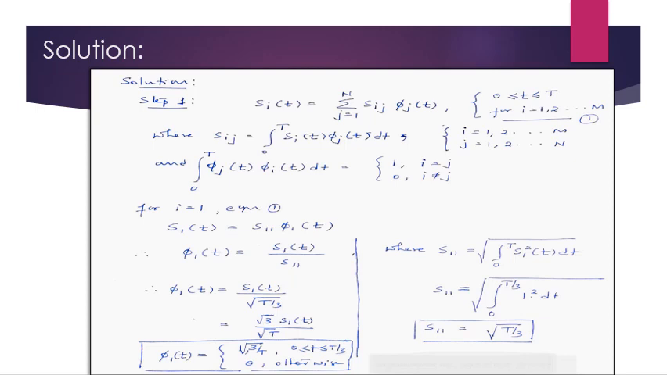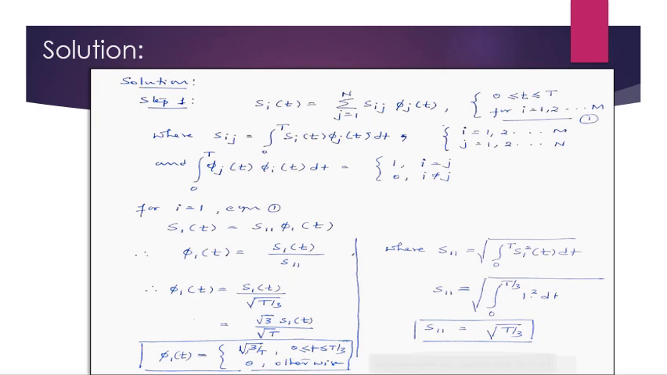And let us substitute i equals 1 in equation 1. Therefore, S1 of t equals S11 phi 1 of t, where phi 1 of t can be written as S1 of t divided by S11. So let us solve for S11. We already know that Sij equals the integration from 0 to T of Si of t into phi j of t dt. Therefore, let us solve for S11.